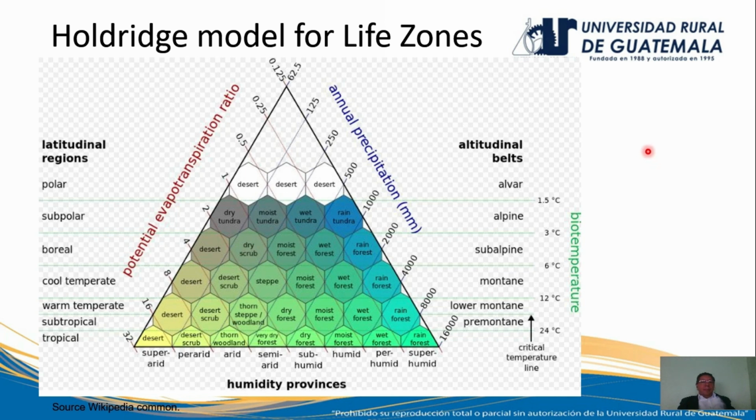The biotemperature means the annual temperature that is available for plant growth. And the precipitation here is the annual amount of rainfall or snowfall. And the last one, the potential evapotranspiration rate, refers to the amount of water that would be evaporated from a vegetative surface if there was unlimited water available.